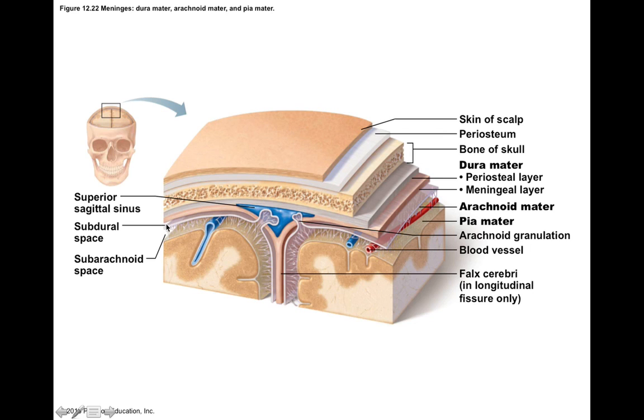So there's a space right here between the meningeal layer of dura and the arachnoid mater called the subdural space. Now the subdural space is a potential space because it normally doesn't exist unless it's filled with something. Blood can fill this space, tumors can fill this space, even cerebrospinal fluid can. So if you've ever heard of a subdural hematoma, it's basically a leakage of blood into this space right here.